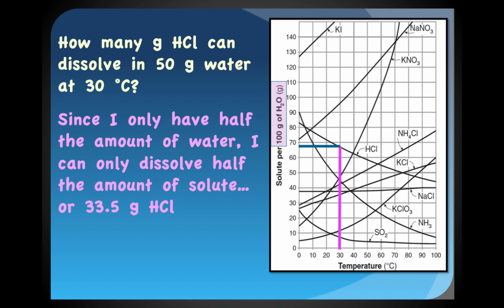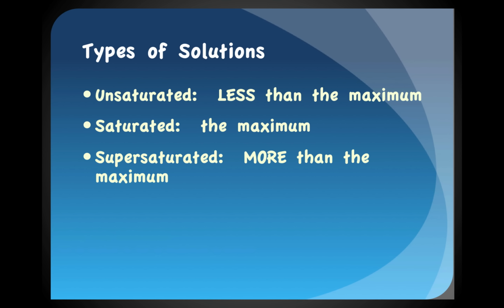Now there are 3 types of solutions depending on how much solute is dissolved in the solvent compared to its solubility. In other words, an unsaturated solution has less than the maximum amount of solute dissolved. A saturated solution has the maximum amount of solute dissolved. And a supersaturated solution has more than the maximum amount of solute dissolved.